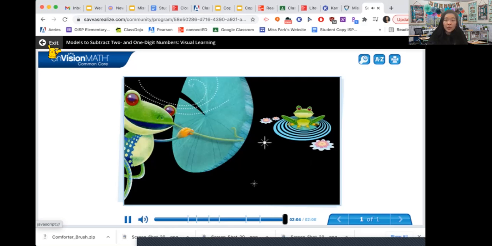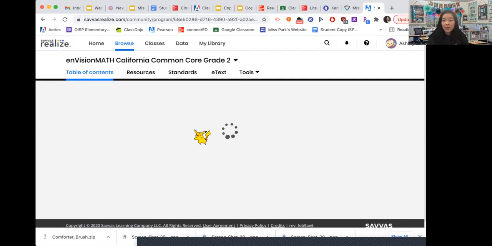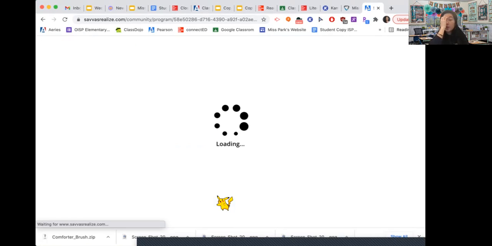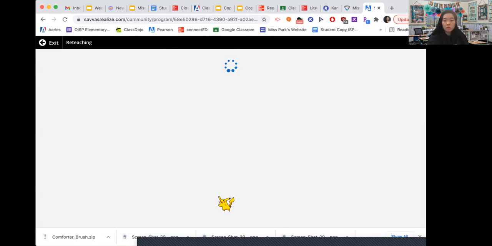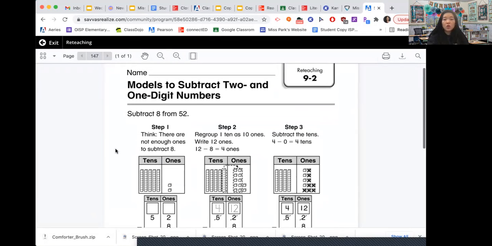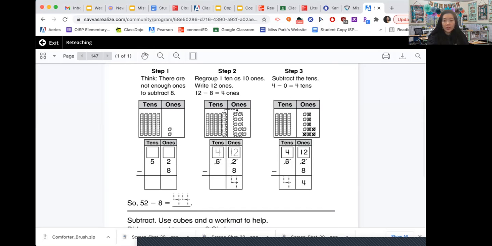All right, so we're going to be doing the same thing that we've been doing yesterday. So let's go ahead and get out your math reteaching workbook. Get out your workbook right now. We're going to be on reteaching for 9-2. Okay, models to subtract 2 and 1-digit numbers. Subtract 8 from 52. So step 1, think. There are not enough ones to subtract 8. Remember? Let's go ahead and circle actually while we're here.